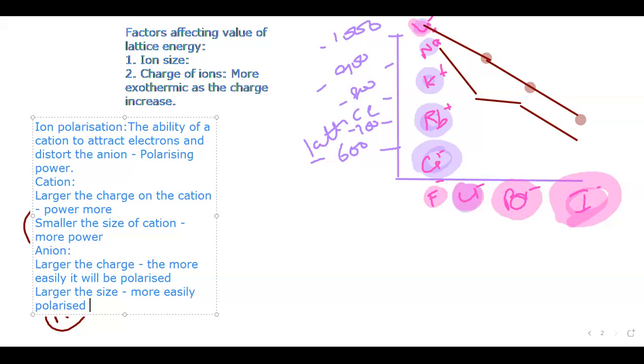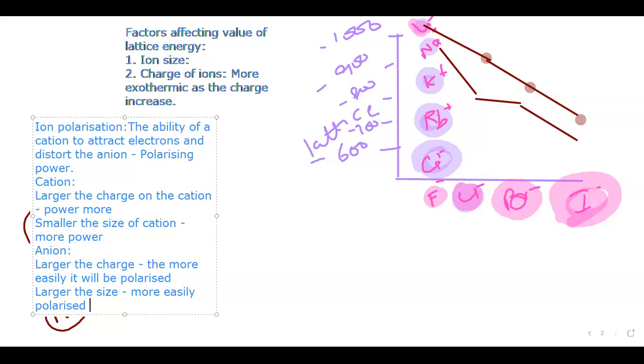For the anion, the larger the charge, again, the more charge there is going to be, the more attraction there is going to be between the oppositely charged anions and the cations. So there is going to be a greater pulling of the electron cloud. So the anion is going to get polarized. Who does the polarization? Positive ion. Who gets polarized? Negative ion, right?